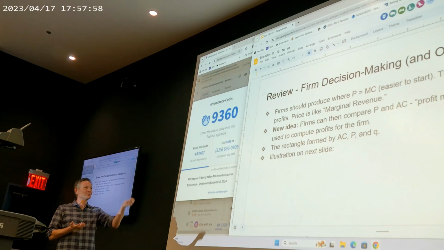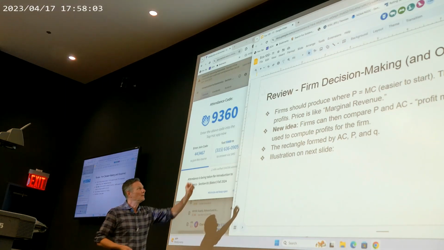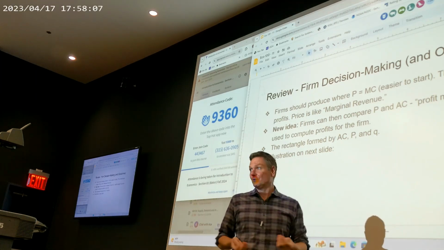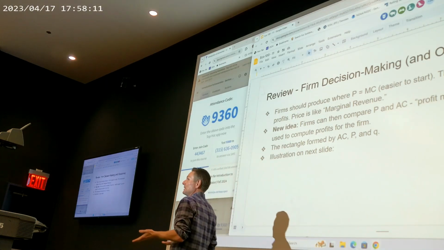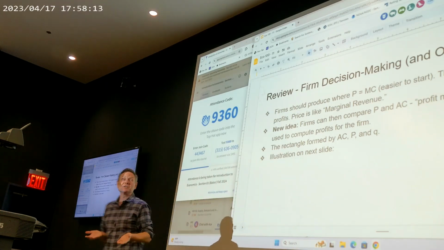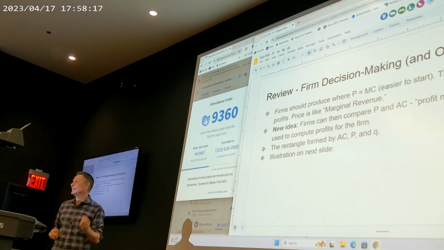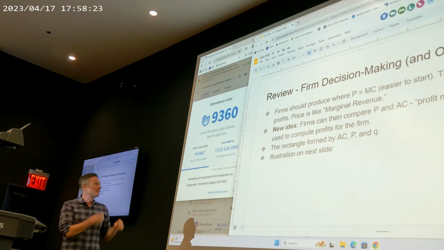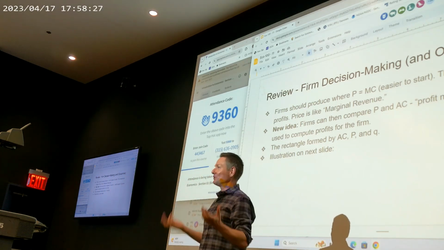Well, I want to get the marginal costs of my production equal to about the price. We're going to add to this new idea that what firms can then do, once you've picked out the best possible amount of output to produce, is see how well you're doing with that decision by comparing P and AC, right? Price and average costs, price and cost per unit. That's almost a more familiar accounting concept, maybe the easier one to understand.